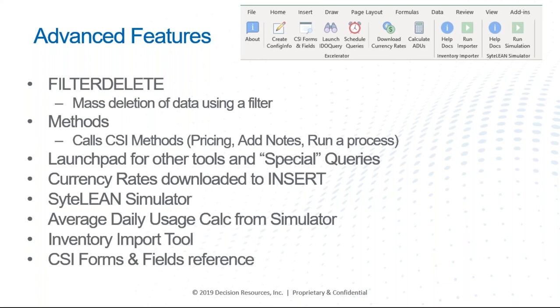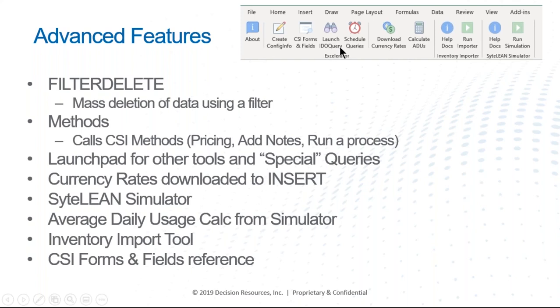We could add notes to these items or to customers or things, or run other processes. We've also added in Excel a tab called the Accelerator tab, and that's it on the top right-hand side. And we give you kind of a launch pad for other special things. So I'm going to use my mouse here and just point. It'll help you set up, create configuration information. It'll give you access to forms and fields for the IDOs.